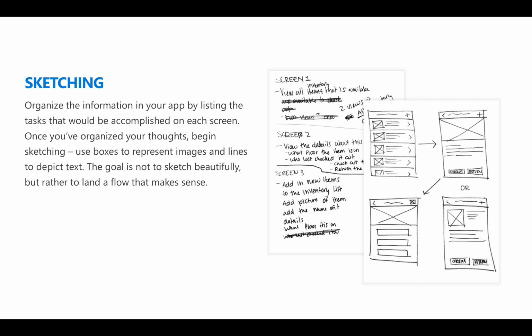So in the images off to the right hand side, I sort of listed out what I wanted accomplished on each screen and how an end user would get there. So you would want to view the inventory, and then after you view the inventory, you would maybe click on a particular item and view the details about that item, maybe where it is within the building, when it was last checked out, whatever information is valuable to you in that app. And then the third screen that I had envisioned was adding new items and filling out a form to add a new item. That's something that you need to think about as well in your app.